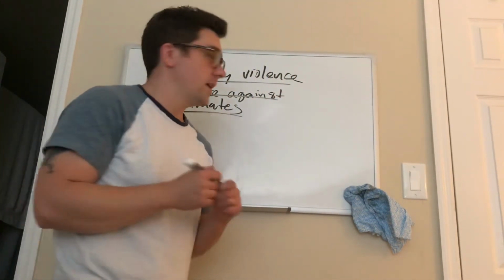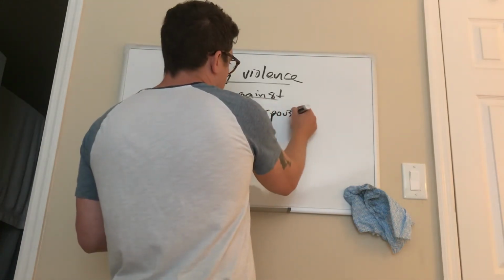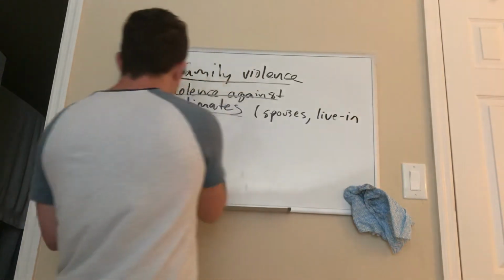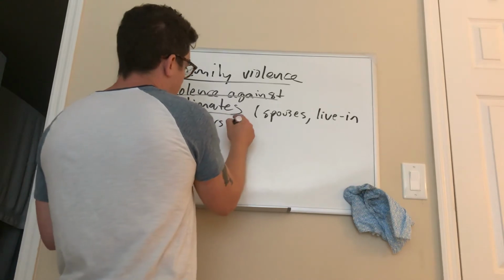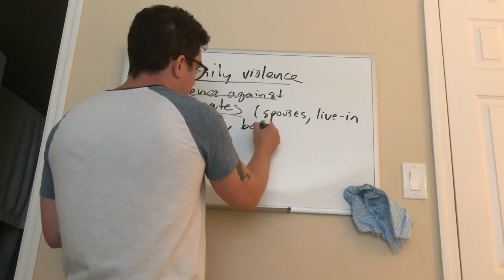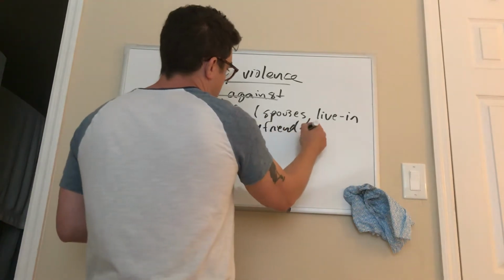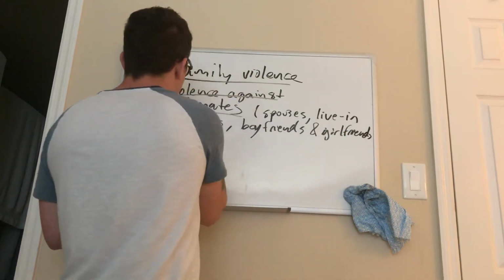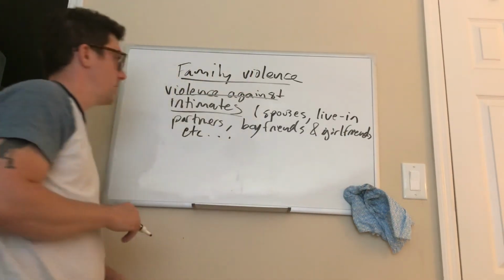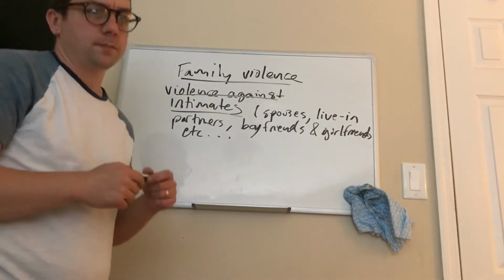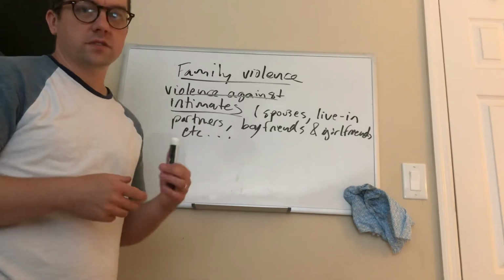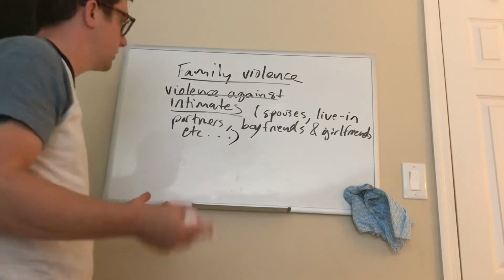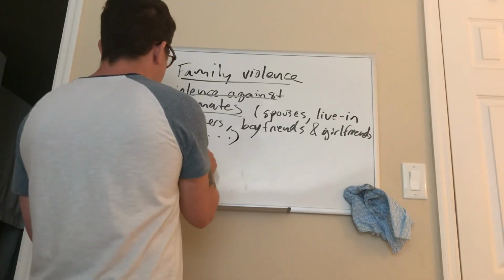So, domestic violence, this is violence against spouses, cohabitating, we'll say live-in partners, violence against boyfriends and girlfriends that don't live together, right, etc. So family violence includes this violence against intimates, this kind of domestic violence, spousal abuse. And then it also includes child abuse, right? Violence against children.